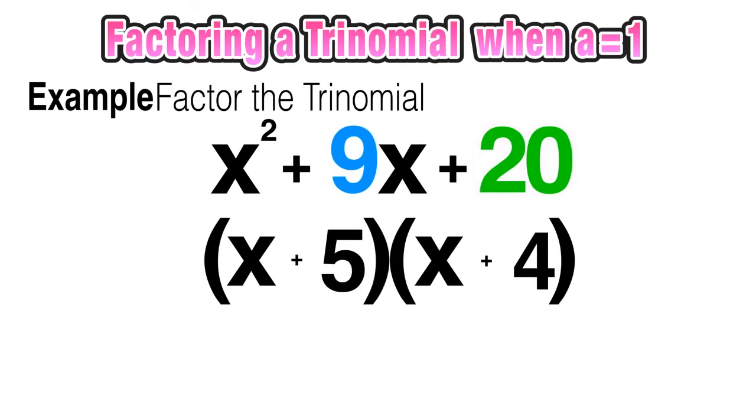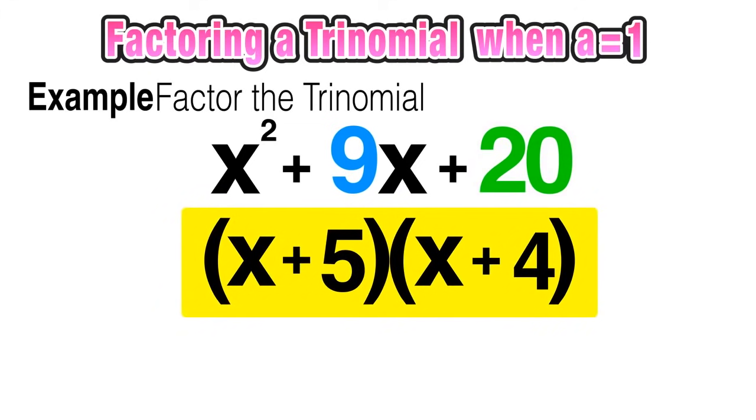20. So now we're ready to write our factors of x plus 5 and x plus 4. So just one more time here, 5 plus 4 equals 9, the middle term, 5 times 4 equals 20, the outside term.